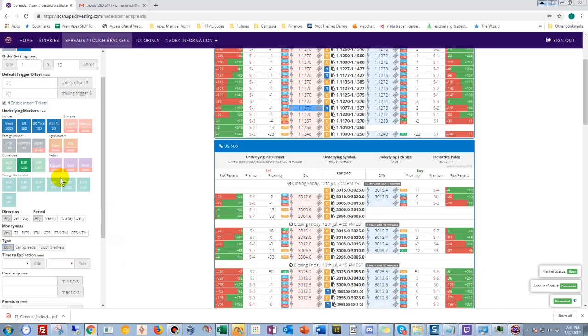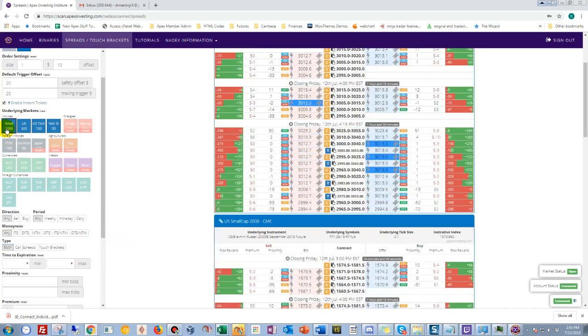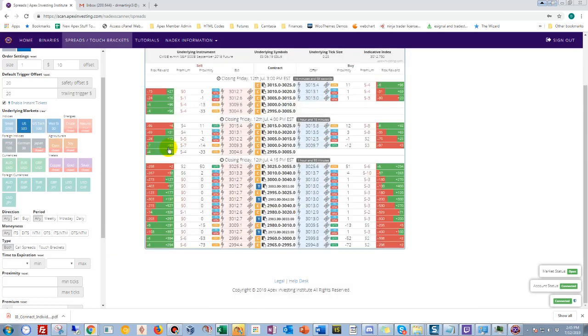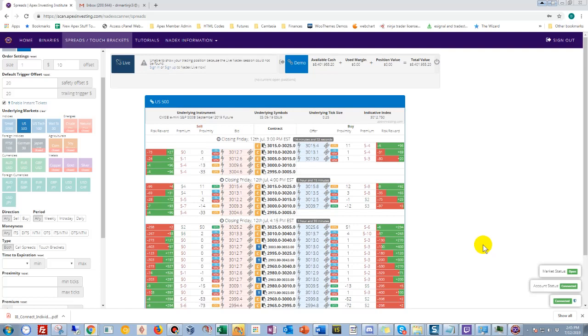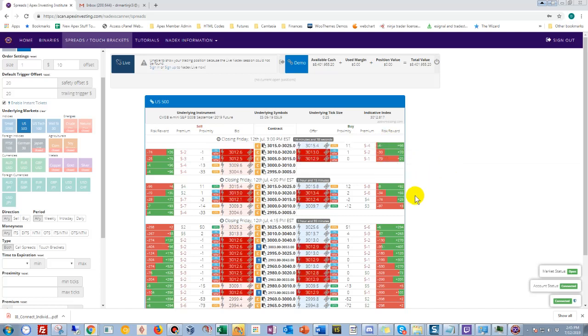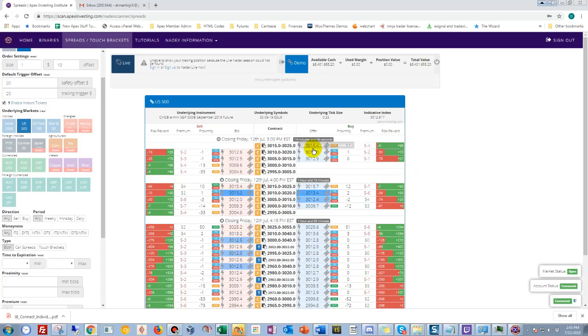The next thing, let's go ahead and remove a couple of pieces real quick. We'll look at, say, the S&P. And one of my favorite things about the scanner is it makes it really easy on the spreads and touch brackets to see your risk reward. Not only can you see your risk reward on the right instantly without having to open a ticket or do the math in your head, so you can know what has the risk reward you're looking for, but you also can see how far away the bid or offer price is from the underlying market or the indicative index.